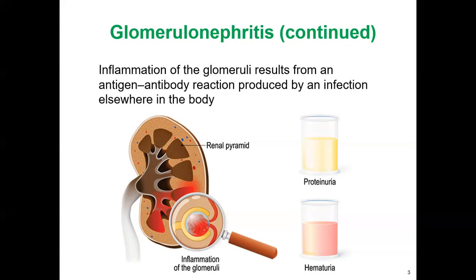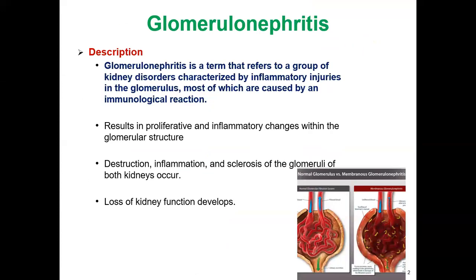the inflammation of the glomeruli, we call glomerulonephritis. So in this picture, we can see the first one is a normal glomerulus, and this one is glomerulonephritis. So if you analyze this, glomerulonephritis means inflammation of the glomerulus. Glomerulonephritis is of two types. One is called acute and another is called chronic.